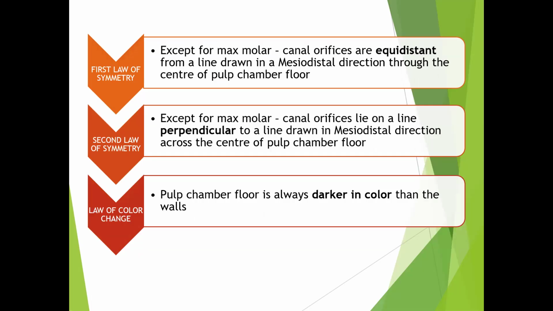First law of symmetry: except for maxillary molars, canal orifices are equidistant from a line drawn in a mesiodistal direction through the center of the pulp chamber. Second law of symmetry states that, except for maxillary molars, canal orifices lie on a line perpendicular to a line drawn in the mesiodistal direction across the center of the pulp chamber floor. Finally, you have the law of color change: the pulp chamber floor is always darker in color than the walls.